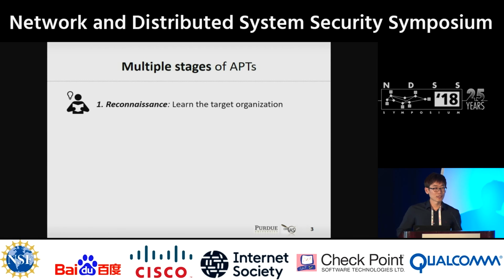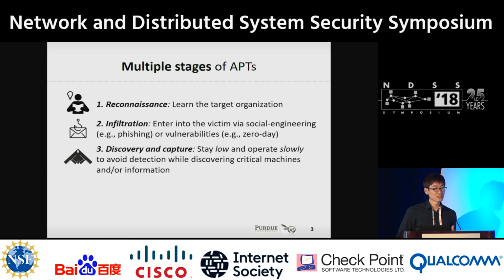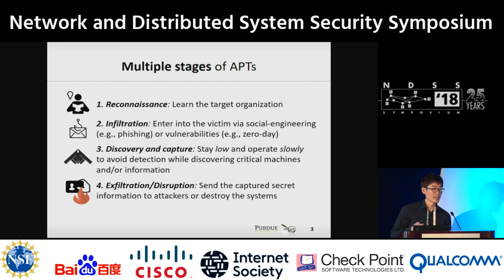A typical APT attack starts by learning about the target organization to prepare a targeted attack. They leverage either social engineering, such as phishing emails, or vulnerabilities, such as zero-day exploits, to enter the victim organization. Once they enter, they move slowly and stay low. They lurk in the systems for a long time, understanding what's going on in the organization and infecting other systems. In the end, they either exfiltrate important data or disrupt the systems.